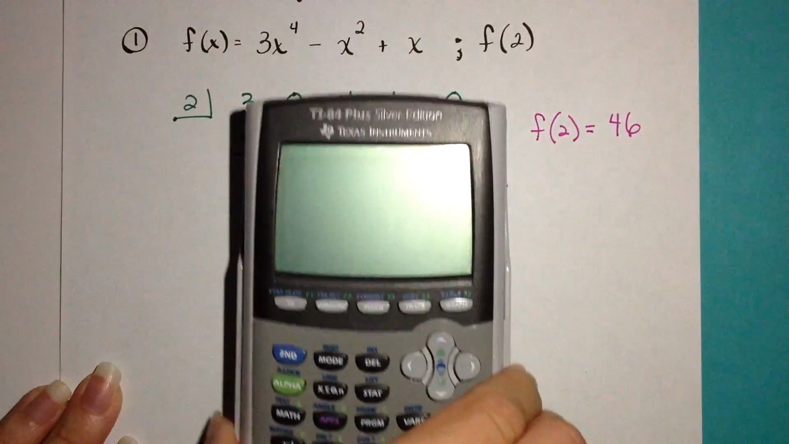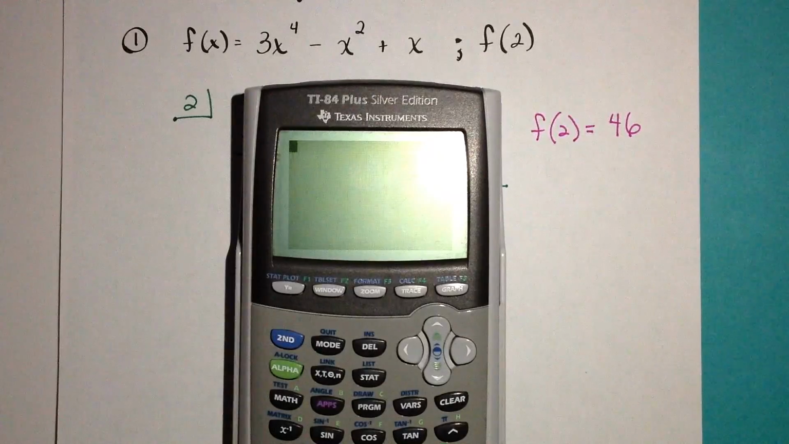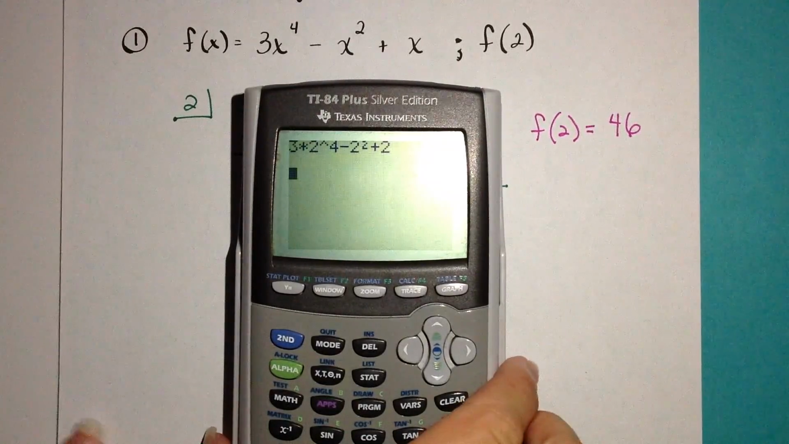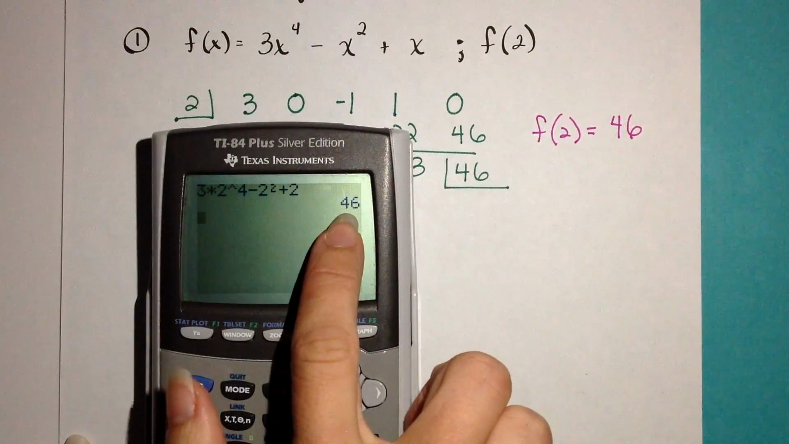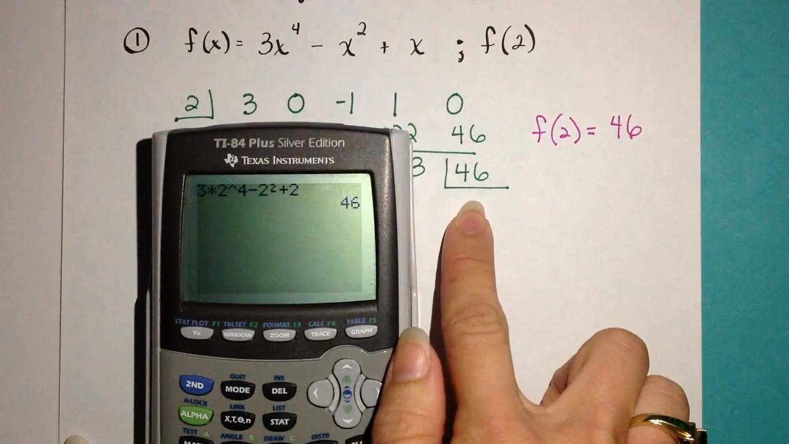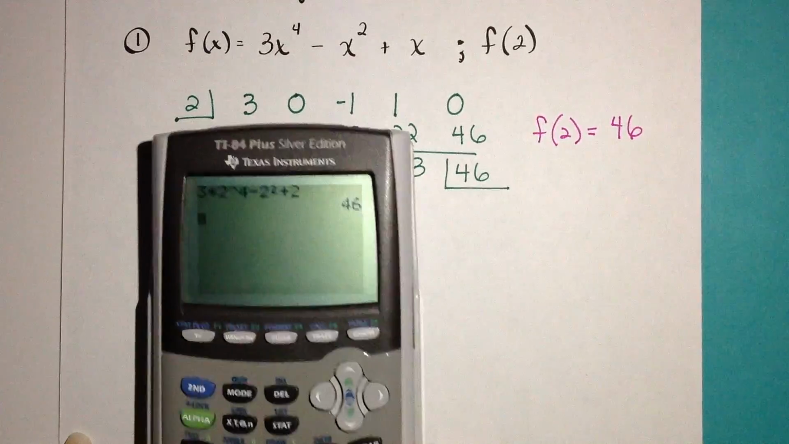So I'll just scoot it on up here. In your calculator, if you directly substitute 2 into the polynomial, so we have 3 times 2 to the 4th power minus 2 squared plus 2. If you notice, there's a glare on it, the value that you end up with when you do direct substitution is the same thing as your remainder. So that's the meaning of your remainder theorem.